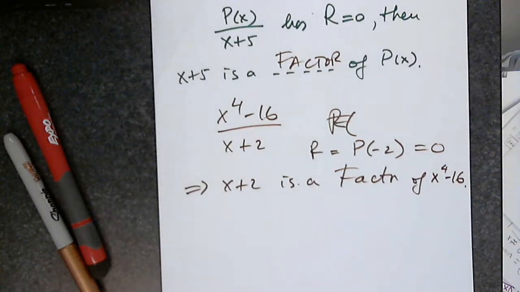I got a question. If we factored x to the 4th all the way out to its basic factors and eliminated the x plus 2 and multiplied by the others, would that be our answer? Exactly.